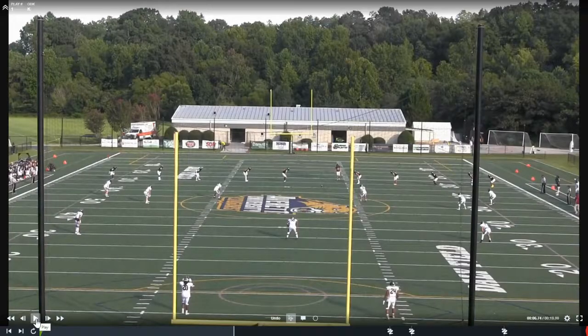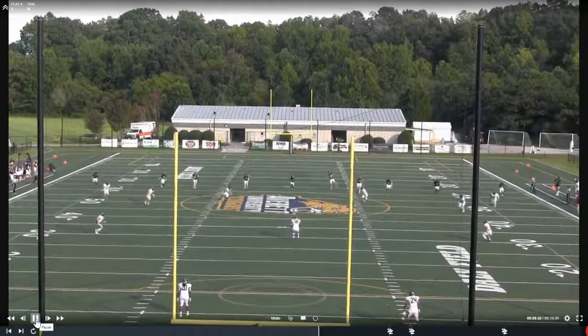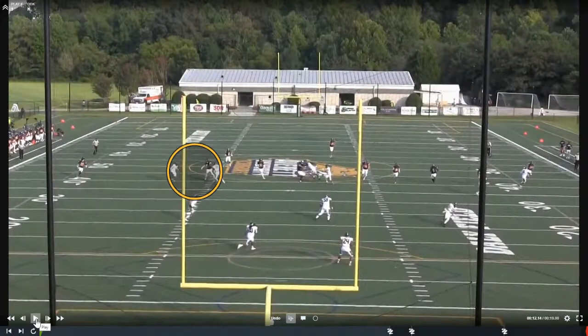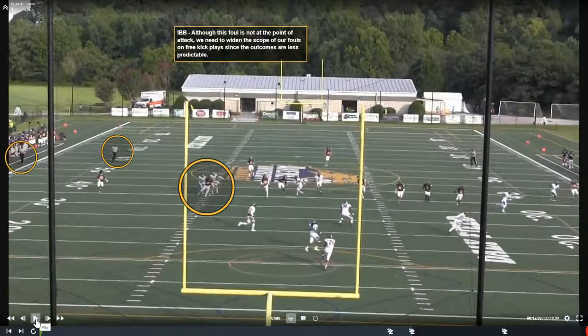Our next play involves a foul on a kickoff. Look at the player in white on the left and the player in blue on the right. Here we have a clear block in the back.